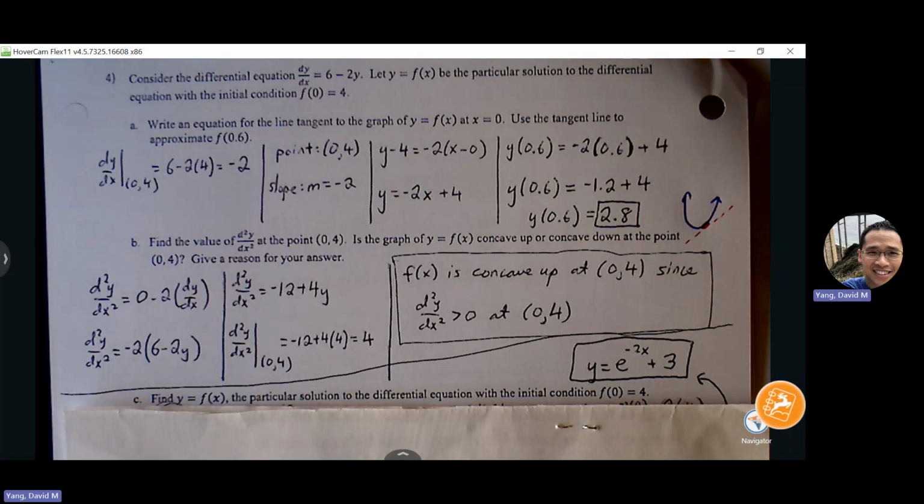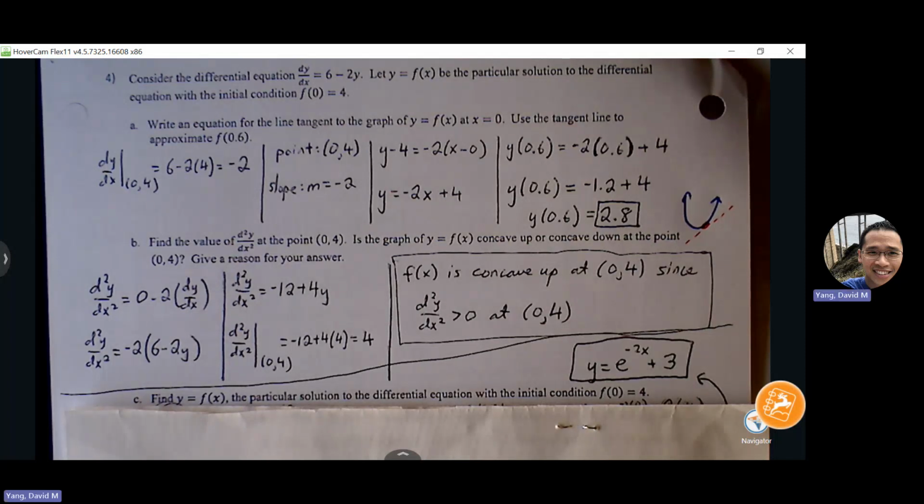Okay, so number four, part A, pretty straightforward, right? We can just take our ordered pair, put it into our derivative to get our slope. Once we get our slope, point slope form. Linear approximation here, plugging in 0.6. And whatever decimal we get, that's our answer.